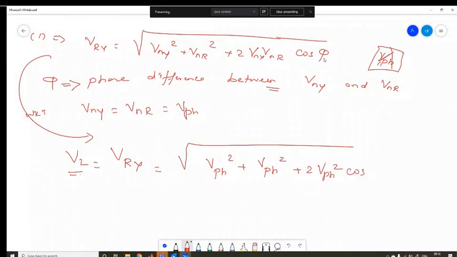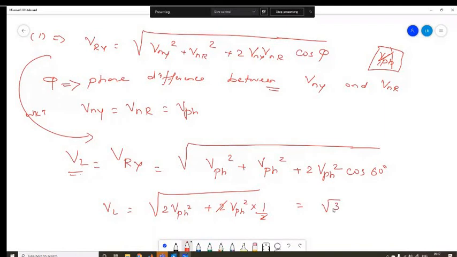And what was this angle phi? This angle phi was found to be 60 degree. So therefore, VL is nothing but VPH square plus VPH square plus 2 VPH square into cos 60, which is 1 by 2. We will be getting root 3 VPH. So therefore, the required relation between line voltage and the phase voltage is VL is equal to root 3 times VPH. And remember, this is under balanced condition.